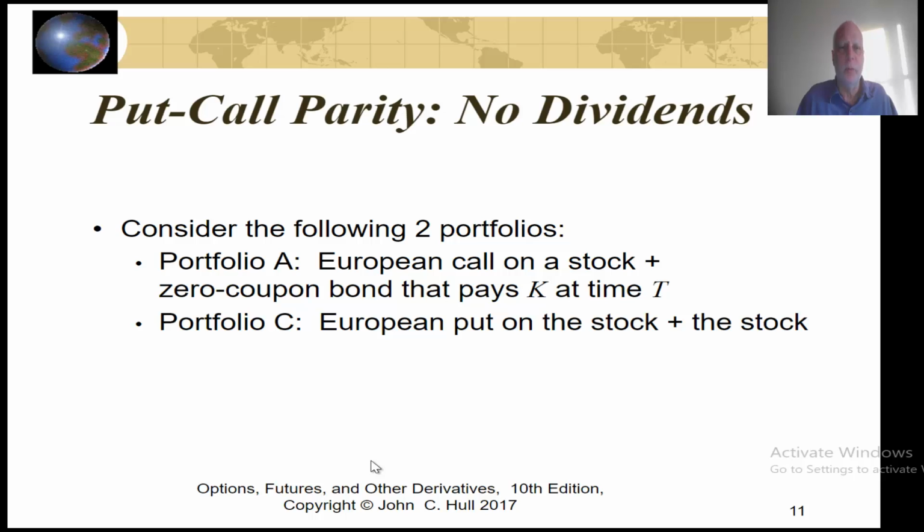The next relationship we will look at is put-call parity for stocks that don't pay a dividend. To derive the put-call parity equation, we will consider the following two portfolios. Portfolio A is a European call on a stock plus a zero coupon bond that pays the strike price K at time T. Portfolio C is a European put on the stock plus ownership of the stock.